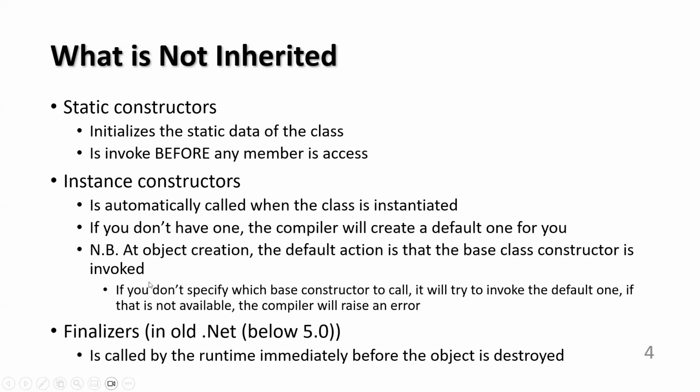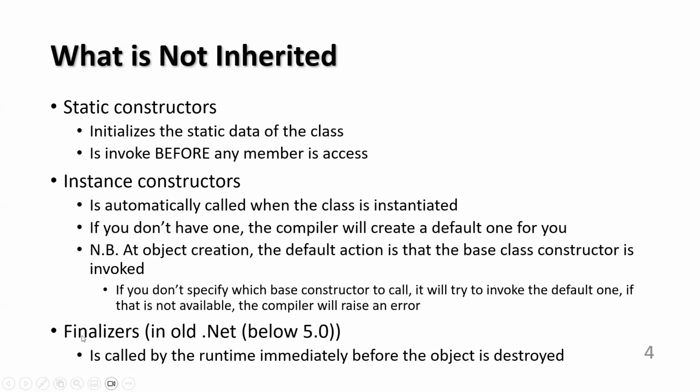Nota bene, at object creation, this is something that the gentleman explained thoroughly in the video. The default action is that the base class constructor is invoked. That's the first thing. If you don't specify which base constructor to call, it will try to invoke the default one. If that is not available, the compiler in that case is going to raise an error. So we are going to see a table and we are going to have lots of examples, intentionally, that explain all the possibilities in that table.